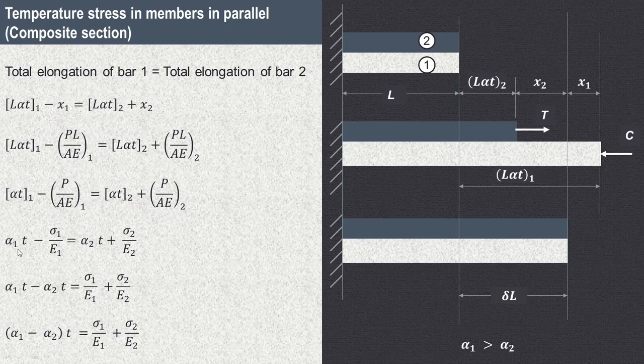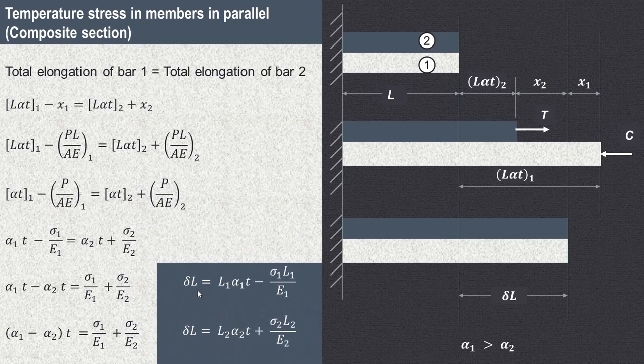In other words, it is alpha 1 into T, where T is the temperature difference, minus sigma 1. Now P upon A is sigma, that is stress. So therefore P upon A is nothing but sigma 1 upon E1 is equal to alpha 2 into T plus sigma 2 upon E2. Now transfer this alpha 2 into T on the other side. So it is alpha 1 T minus alpha 2 T is equal to, transfer this minus term on this side, it will become positive. So it is sigma 1 upon E1 plus sigma 2 upon E2. Take T common, so it is alpha 1 minus alpha 2 into T is equal to sigma 1 upon E1 plus sigma 2 upon E2.